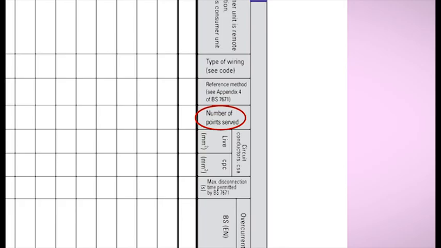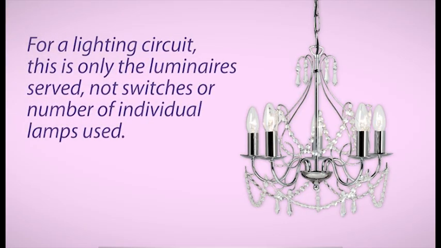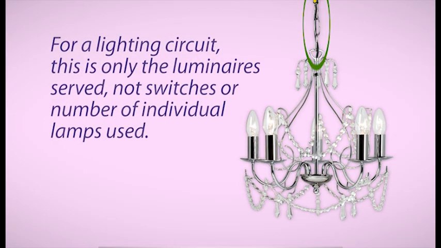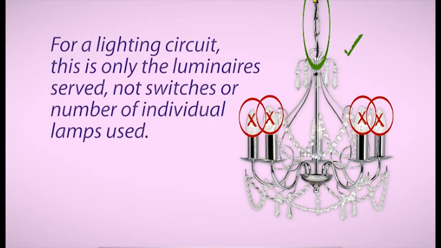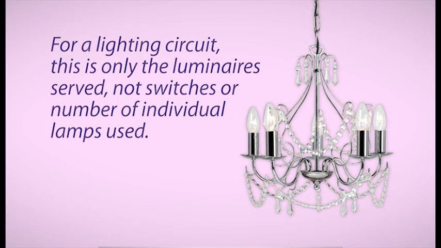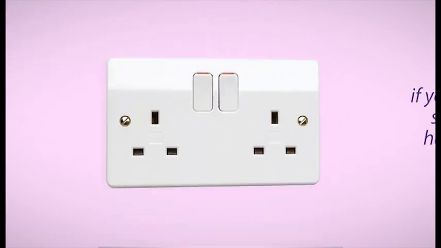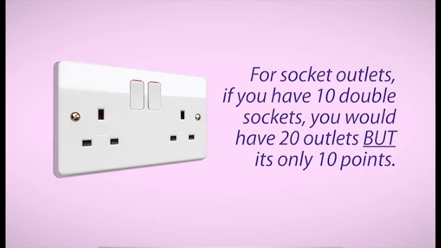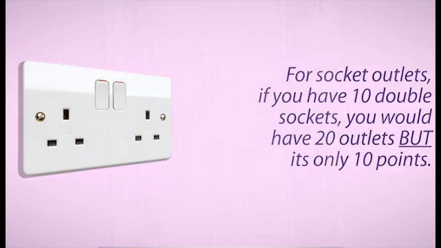Now it's these reference methods that will go in the box on the circuit details. Next, we have number of points served. Now this is referring to the termination of the fixed wiring intended for the connection of current using equipment. For a lighting circuit, this is only the luminaires served, not switches or number of individual lamps used. And for socket outlets, if you have 10 double sockets, you have 20 outlets, but it's still only 10 points.